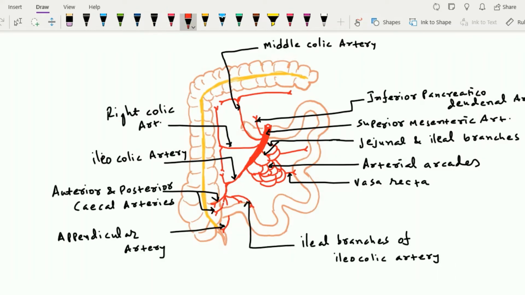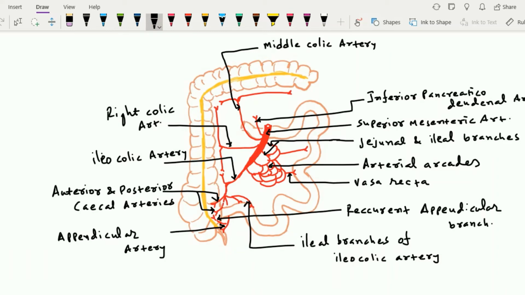This appendicular branch of the ileocolic artery reaches the base of the appendix via the mesoappendix, and it provides one recurrent branch at the base, and this recurrent branch anastomoses with the posterior cecal artery.